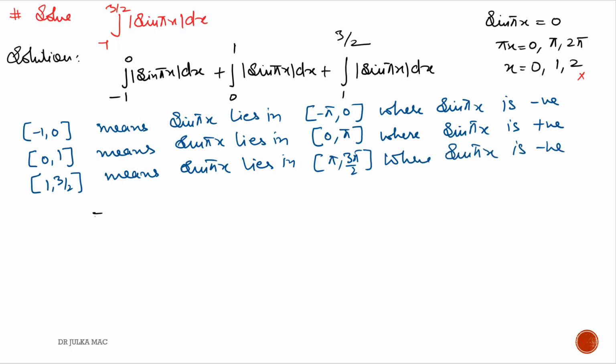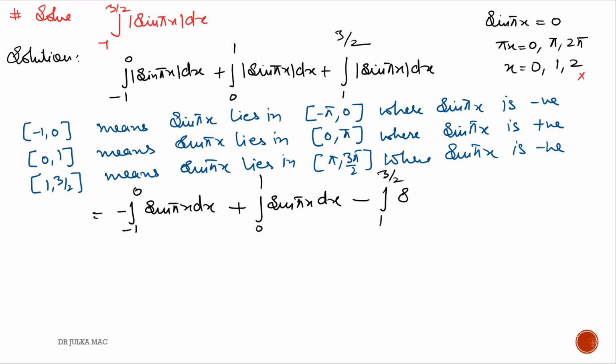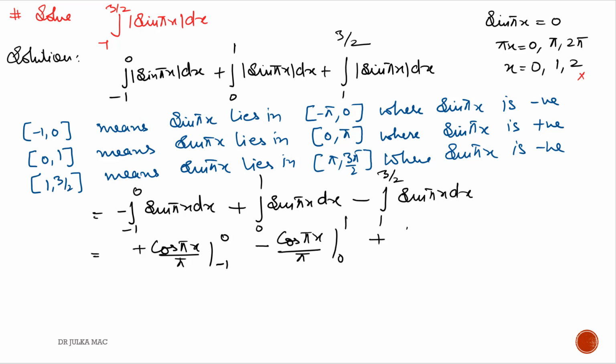So we can rewrite this question as minus 1 to 0, minus sine pi x with respect to x, plus integration 0 to 1 sine pi x with respect to x, minus integration 1 to 3 by 2 sine pi x dx. Integration of sine pi x is minus cos pi x upon pi. And we apply this formula in all the three parts. In the first part, limit is minus 1 to 0. In the second part, limit is 0 to 1. In the third part, limit is 1 to 3 by 2.